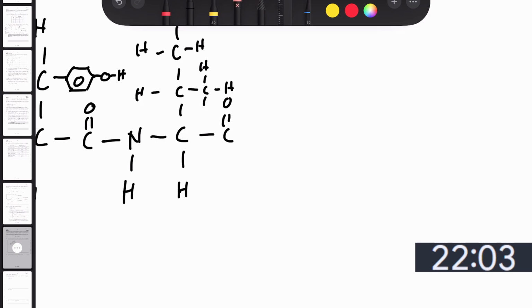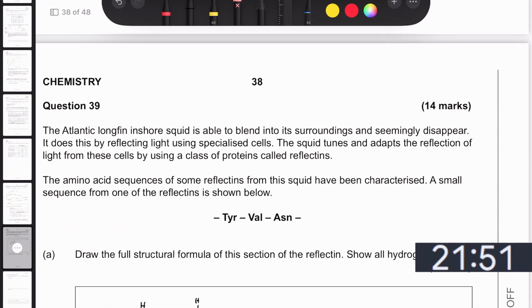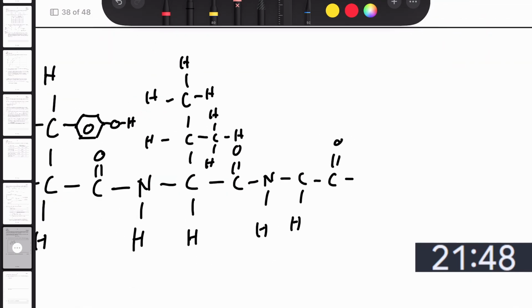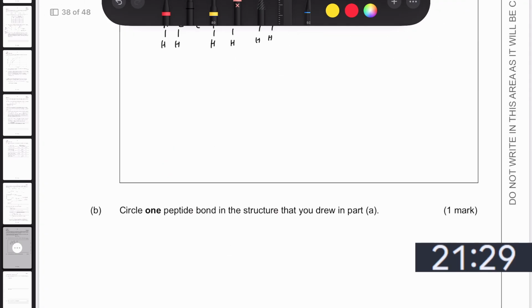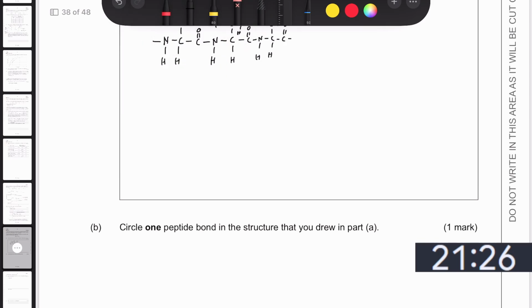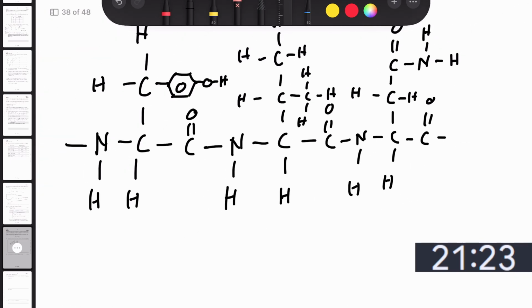So the O's there. So this would be an N. This would be a H, C, H, C, O, and then continue there. And then ASN. I'm going to have CH. So H, C, double bond there, and then H. Okay. Circle one peptide bond that you drew in part A. I remember this peptide bond is just that.